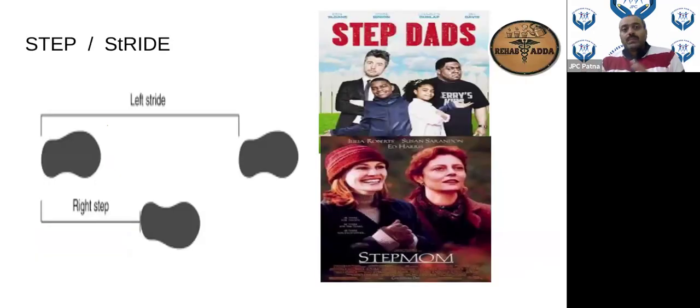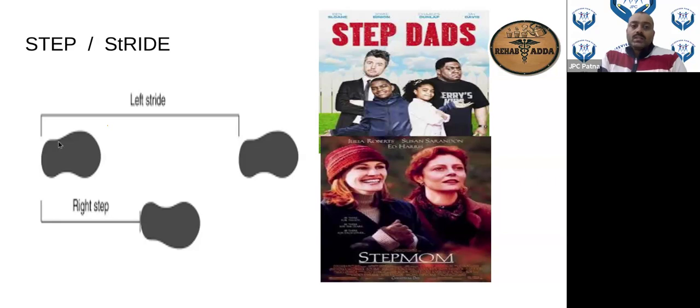So what are the step and the stride? It is always a confusing terminology that is asked. The best way to remember whether it is a step or a stride is, a step is like a stepmother or a stepdad. It is some other dad, some other mom. So step is the distance covered by the heel of one side and the other side. That is called the step.